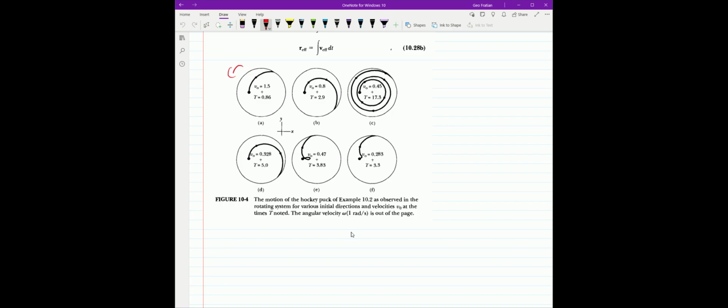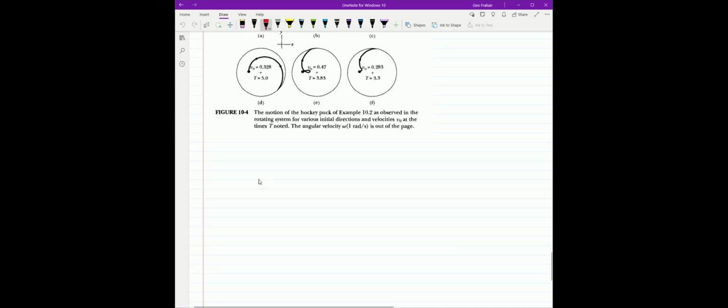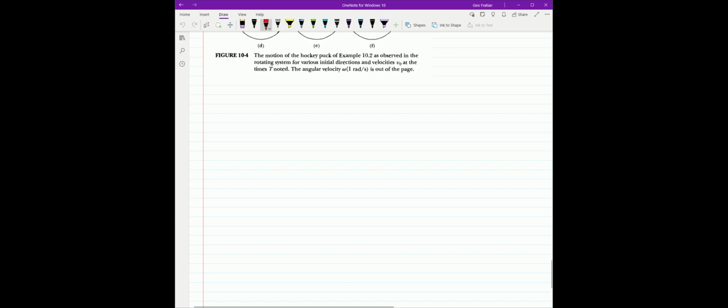In each of these cases above, the puck moves in a straight line in the fixed system because there's no friction or external force in the plane. But since the merry-go-round is rotating as well, we get these different shapes. And we see what happens as we decrease the velocity, and we're left with these systems here. Okay, let's get into the last section of this video, which is 10.4, motion relative to the Earth.